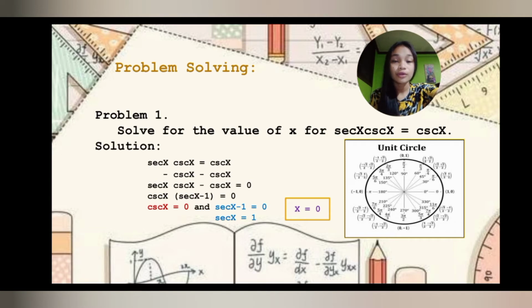Our secant x equals 0, and cosecant x minus 1 equals 0, so cosecant x is equal to 1. In our unit circle, secant x and cosecant x cannot be found, so we can keep in our head that cosecant x is the reciprocal of sine, and secant x is the reciprocal of cosine. So for sine, we need to find in the unit circle where it has the value of 0, and our second one is cosine. We have the value of 0, so the answer is 0.